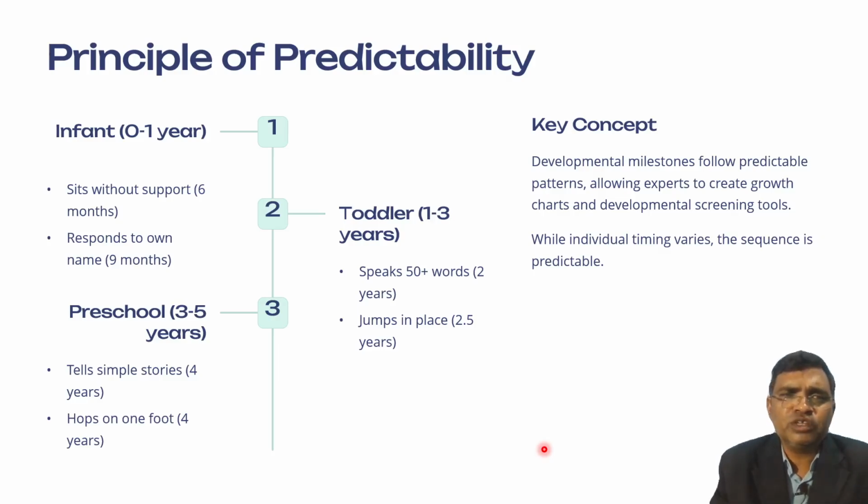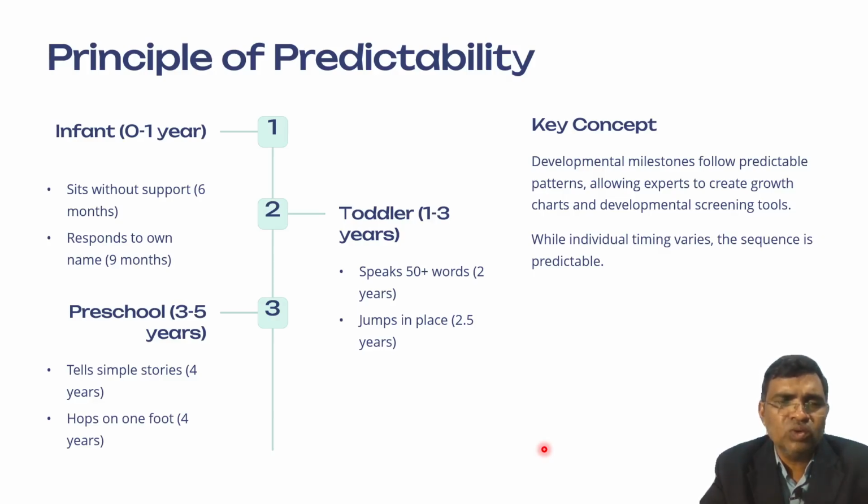Then principles of predictability. One, you can predict. Infant, it comes to 0 to 1 years. So in that particular period, what happens? Sits without support at approximately 6 months, responds to own name within 9 months. The toddler means it may be 1 to 3 years. So they speak approximately 50 plus words within 2 years. Then he jumps at 2.5 years.